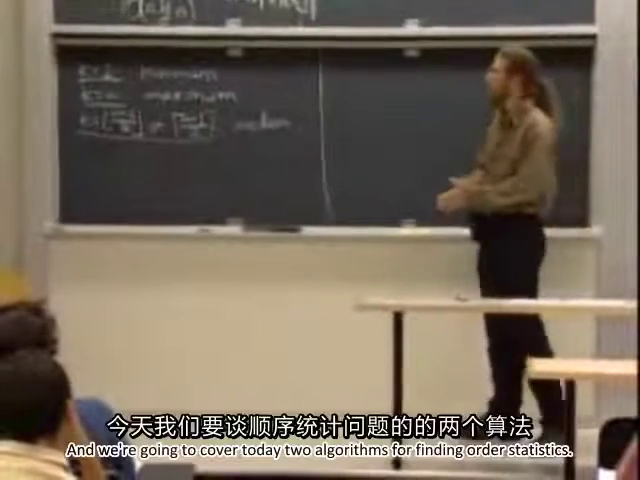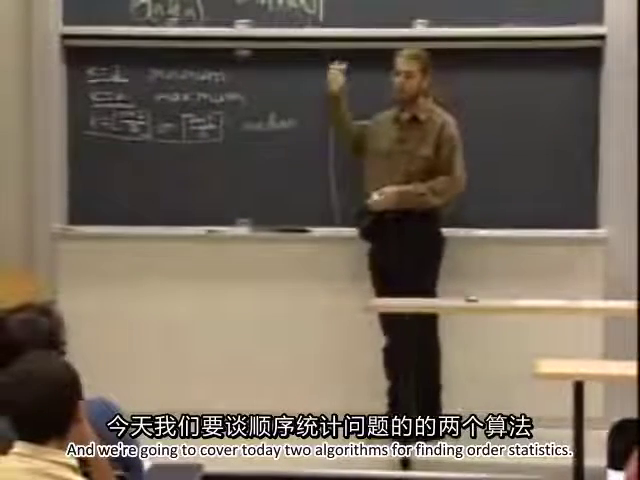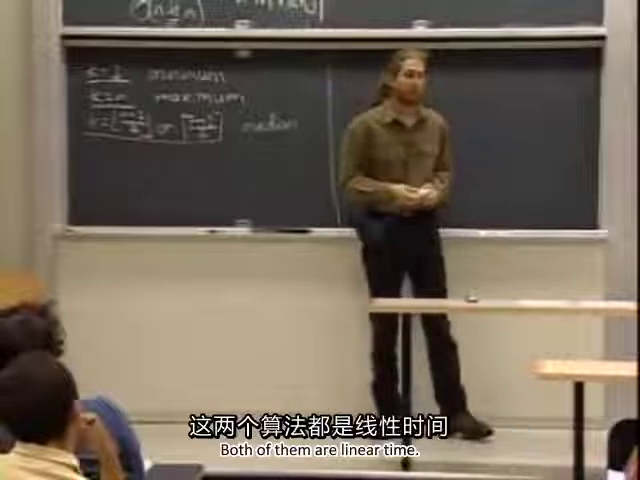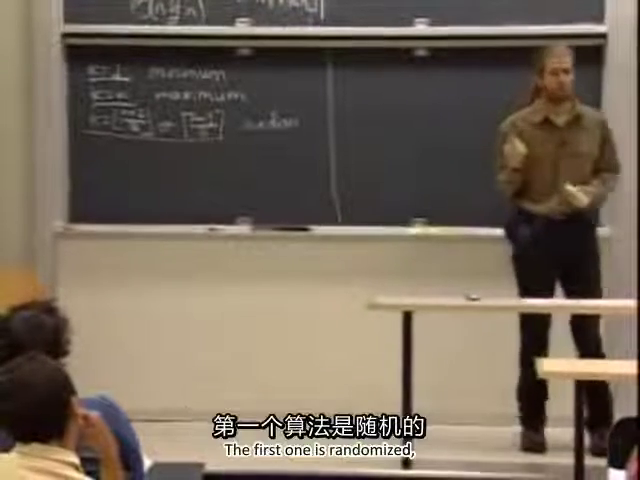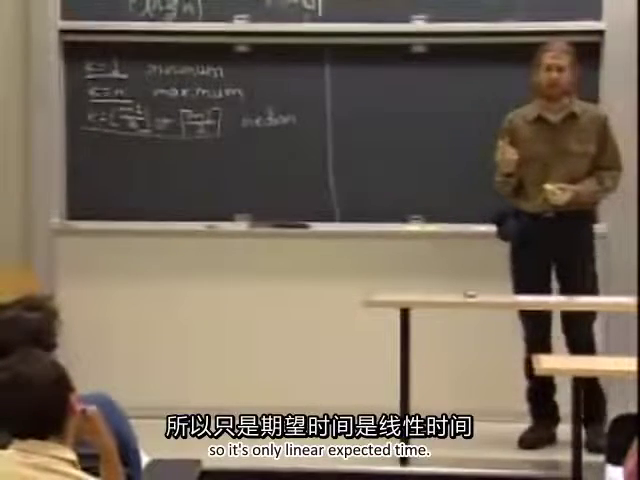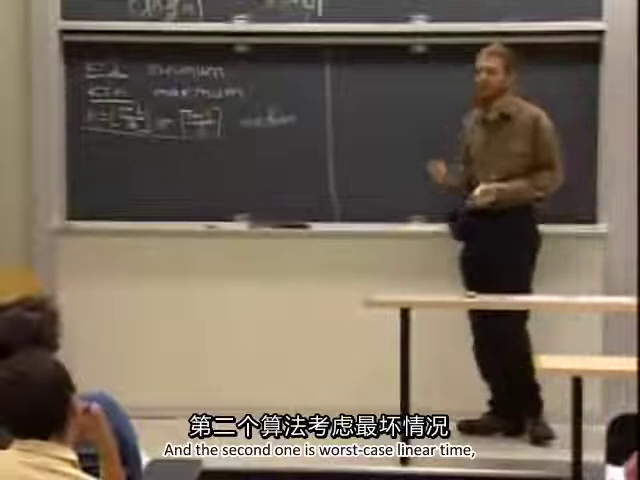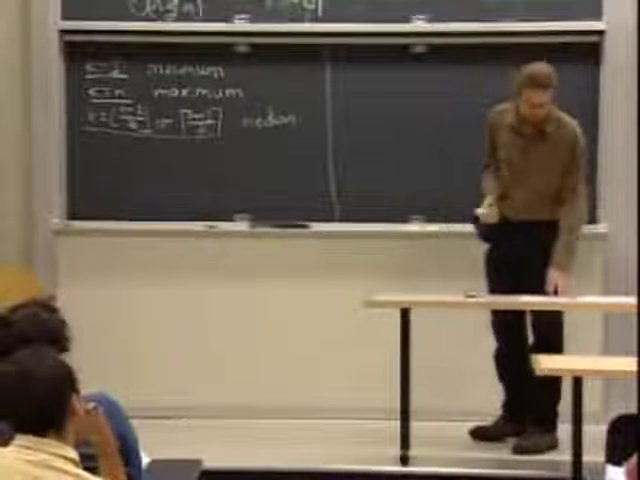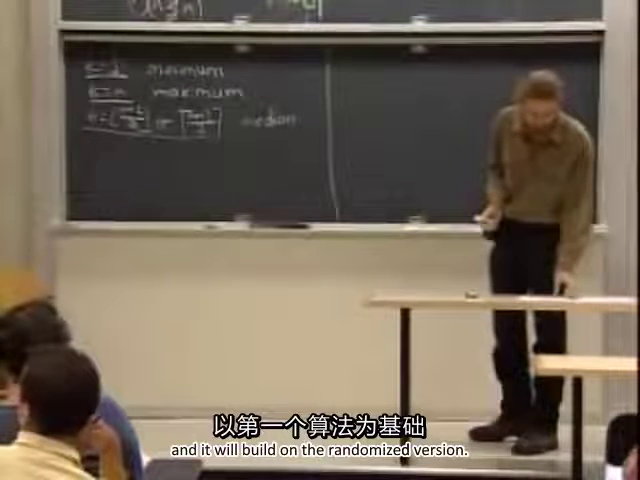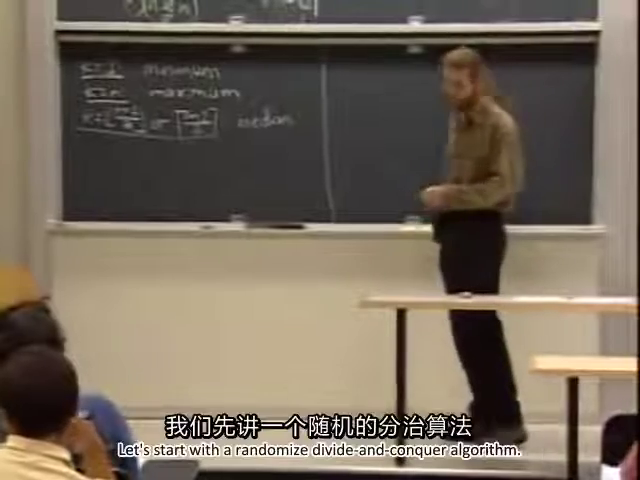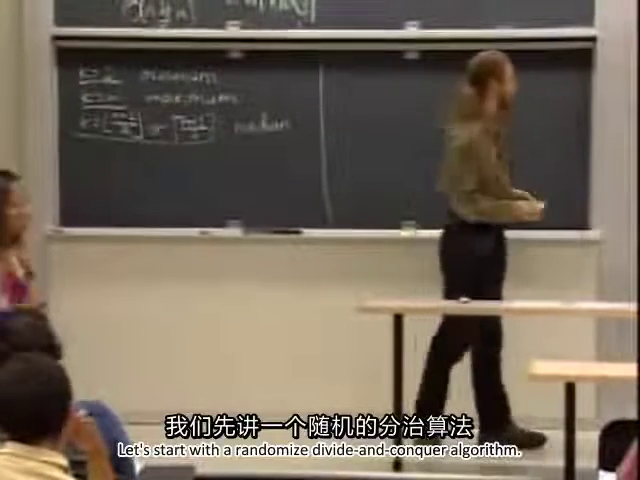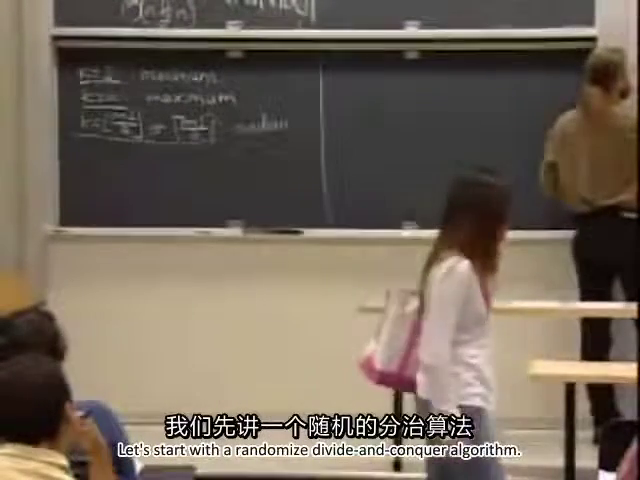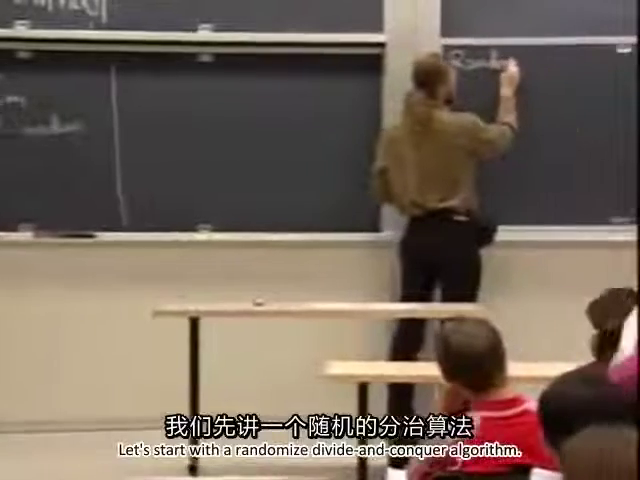Okay, and we're going to cover today two algorithms for finding order statistics. Both of them are linear time. The first one is randomized, so it's only linear expected time. And the second one is worst case linear time. And it will build on the randomized version. So let's start with a randomized divide and conquer algorithm.